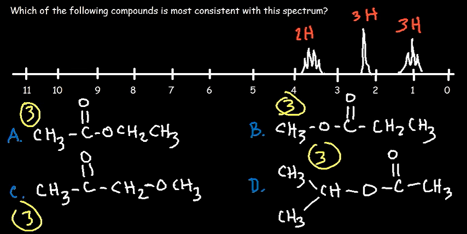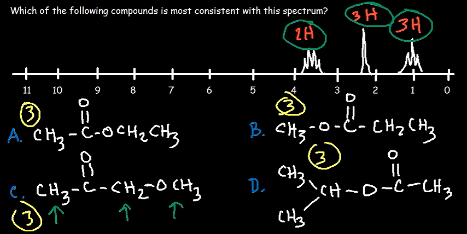Let's look at the integration peaks. So here we have a 2H, which corresponds to a CH2, and a 3H and a 3H, which corresponds to 2 separate CH3s. Here, this will be a 3H, 2H, 3H, so A is okay. Looking at B, we have a 3H, 2H, 3H, so B is okay. Answer choice C also has a 3H, 2H, and a 3H.